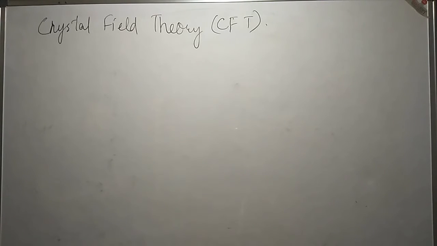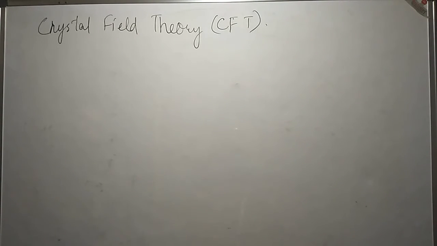In valence bond theory, the bonding between the metal ion and the ligands was purely considered as covalent, whereas in crystal field theory, the metal-ligand bond arises from the electrostatic interaction between the metal ion and the ligands. So the ligands are treated as point charges.